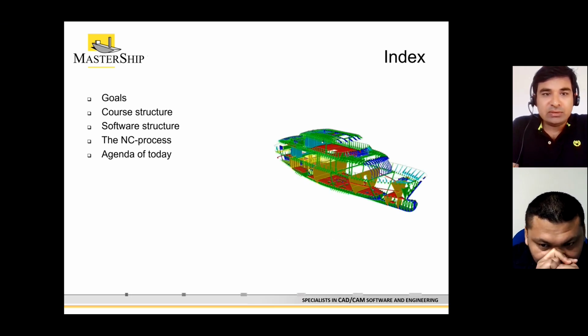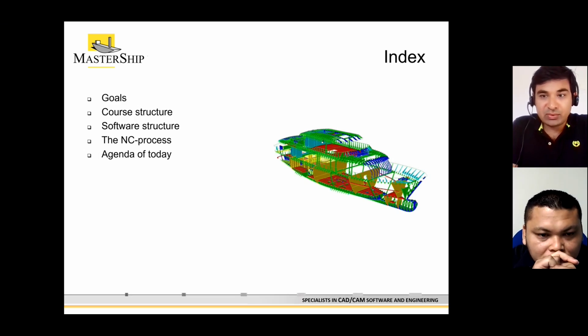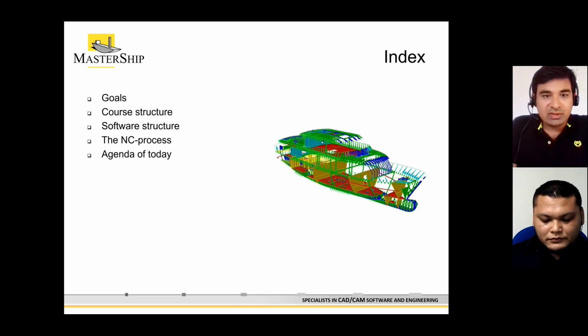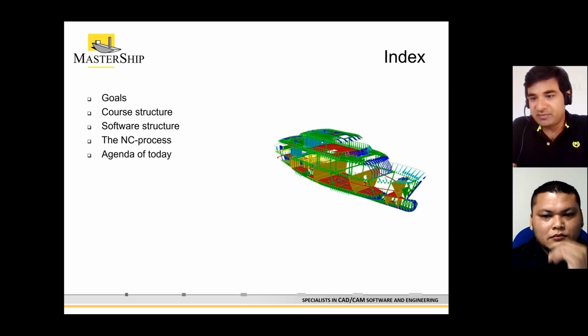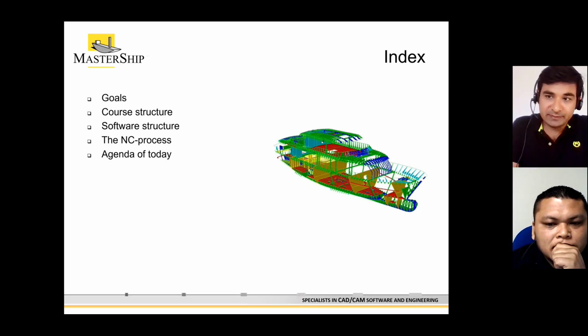So, the goals and index I have set for today is we simply go through why we are doing it, the course structure, how we define it, what we were doing, and the software structure, how it actually builds within Mastership, so you can have a bit more general overview. And we will talk about some NC processes. We have different methods of doing it. And then more specifically, what we will be working on today.